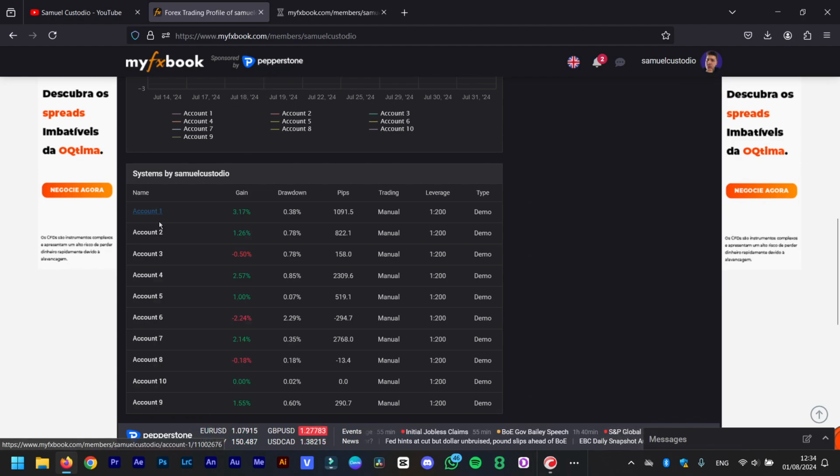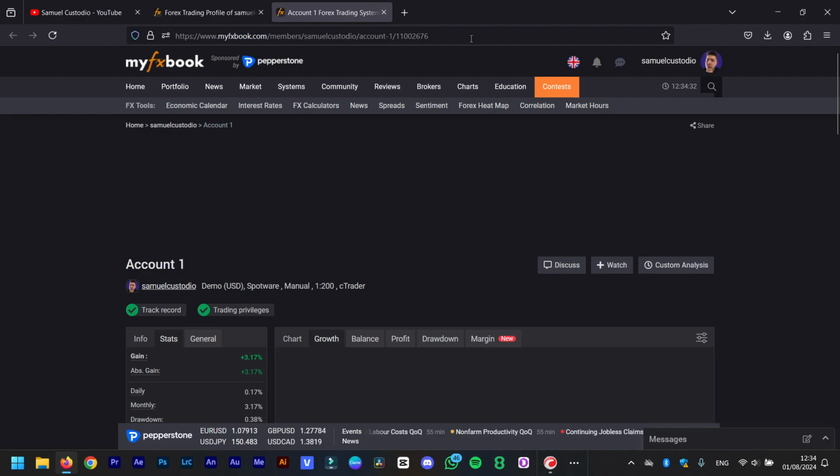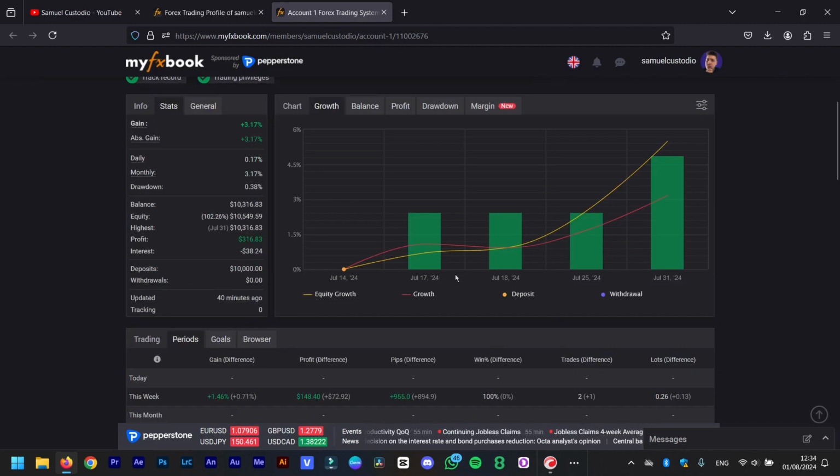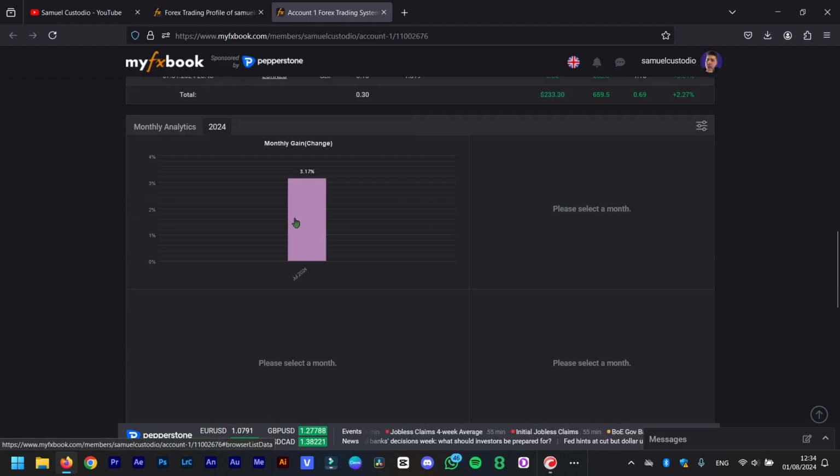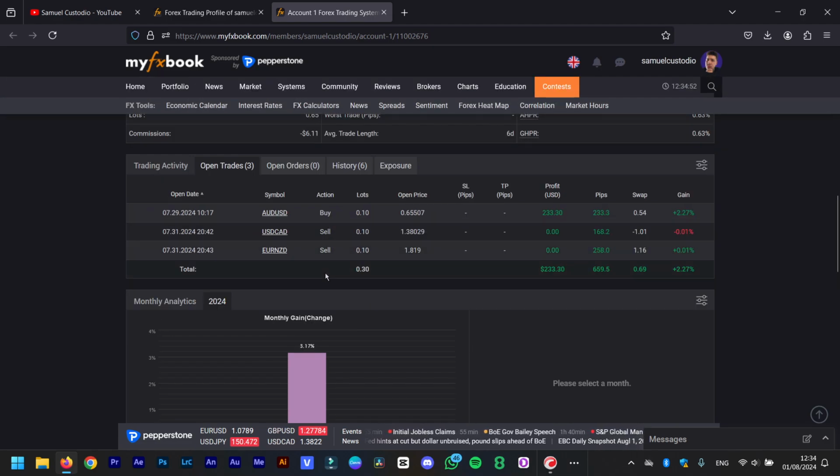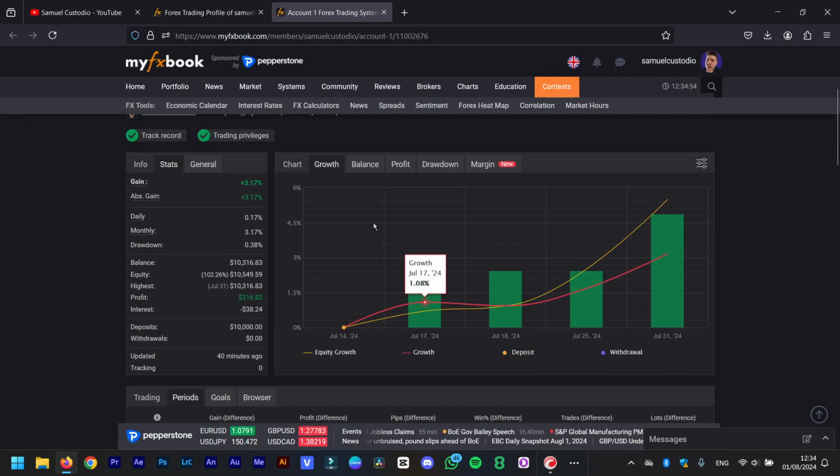So account number 1, we have 3.17% of profit. So as you can see, the accounts are growing. This is the equity, the highest, the drawdown, the monthly payment. Just keep in mind that July was the first month and I started midway through it, so I didn't get much profit, but still that's pretty good.